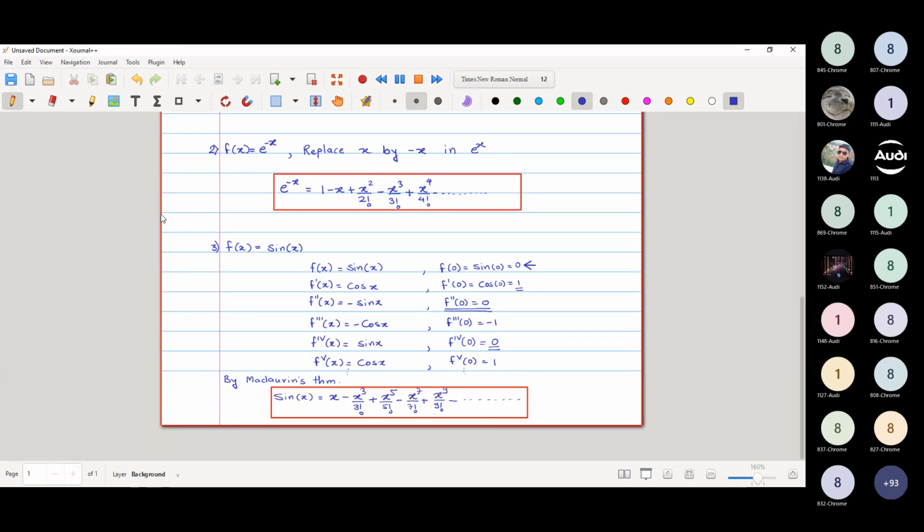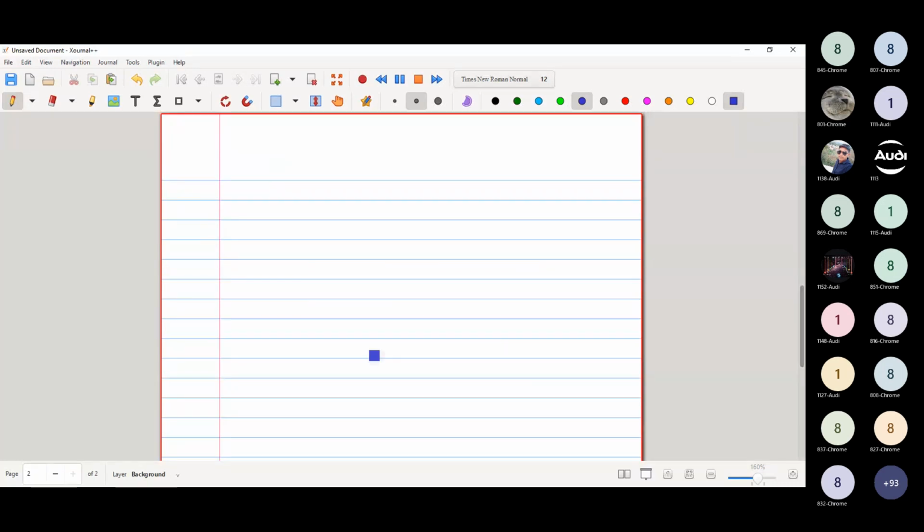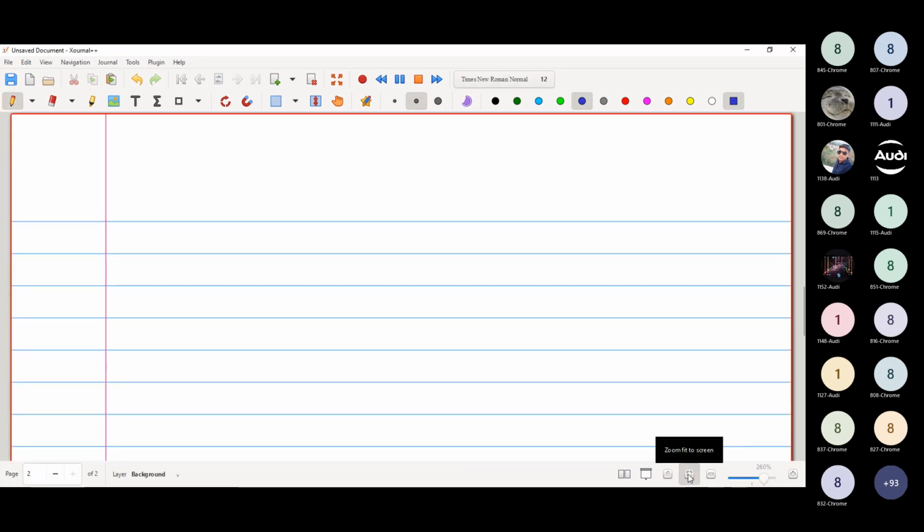Done? Should I go to the next problem? Okay. So let us start with the next expansion. F of x is equal to cos x. Chalo, you are going to tell me now how to do this. F of x is equal to cos x. Come on, tell me how to do it.